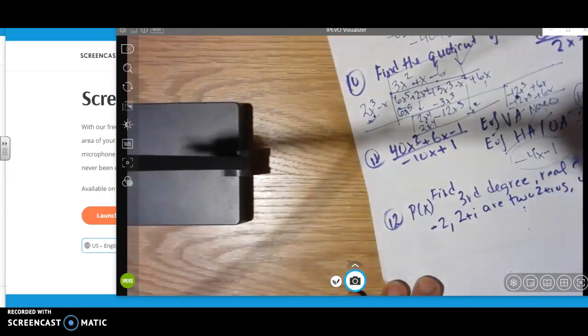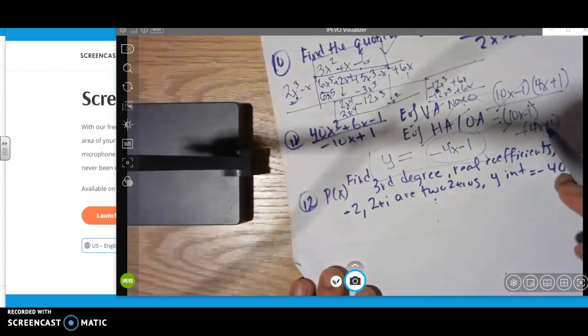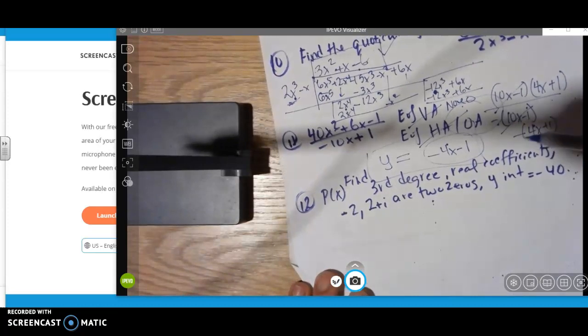And our answer is going to be right here. So it's going to be y equals negative 4x minus 1. So after we did all that work with dividing it out, well, that's precisely what you do in order to find the oblique asymptote equation.